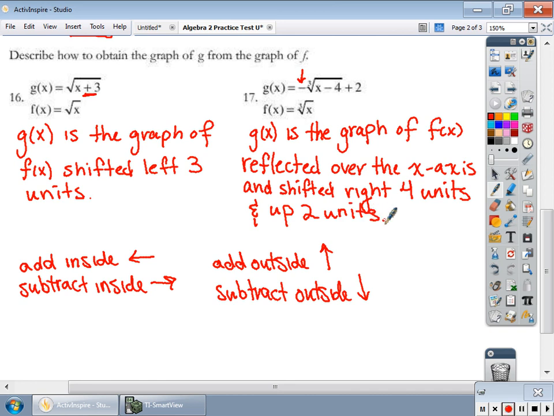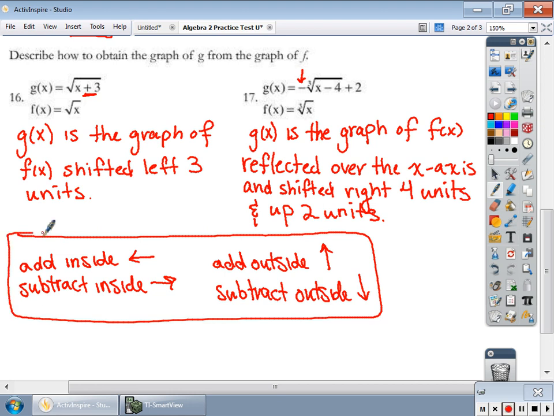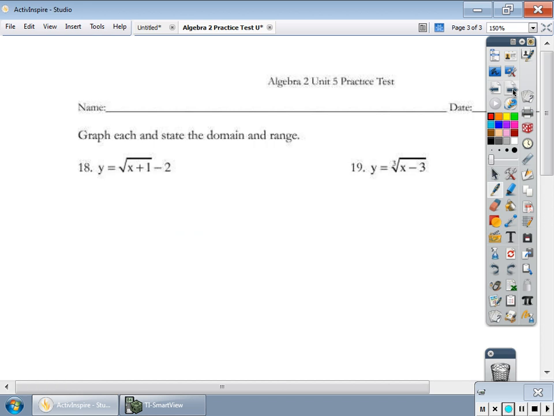Done. So these you absolutely need to know, and also know that a negative on the outside is a reflection over the x-axis. That's a vertical reflection. Okay. So we'll do one more part to this video, and then we'll be done.